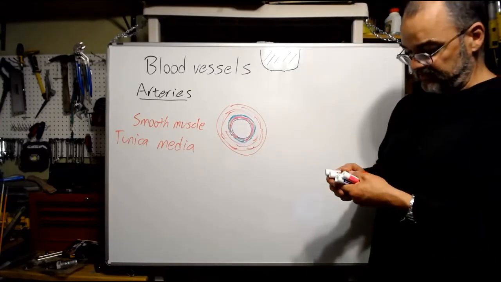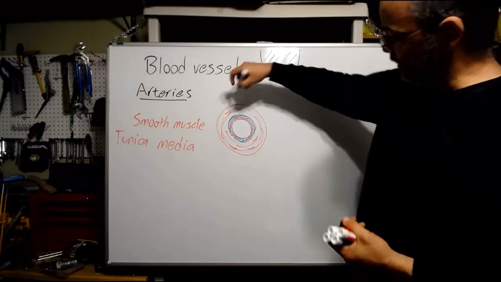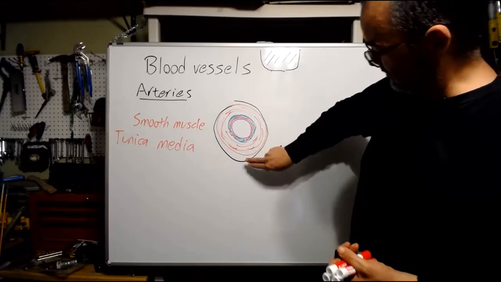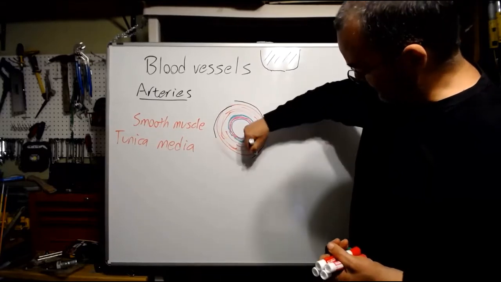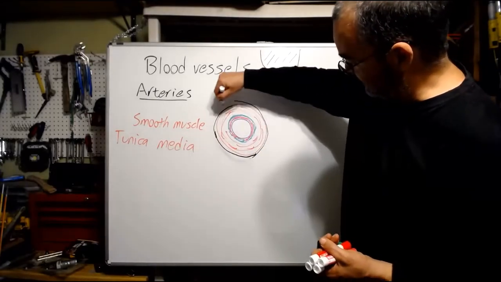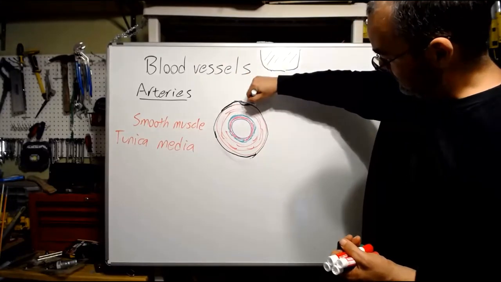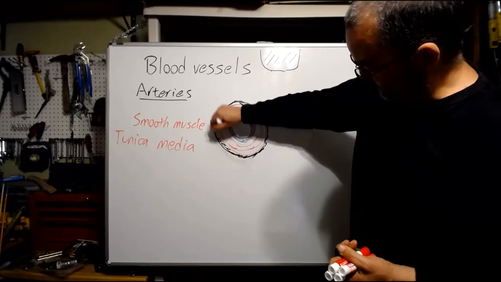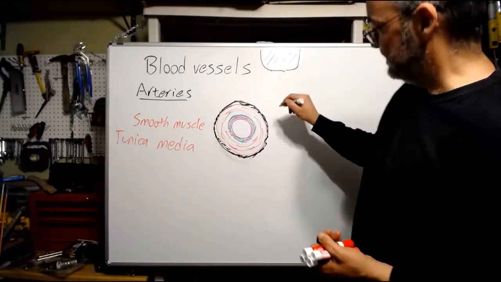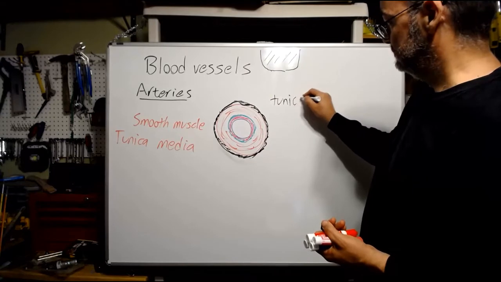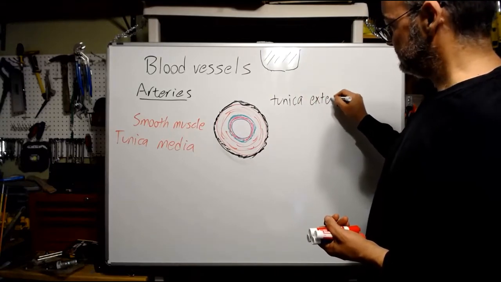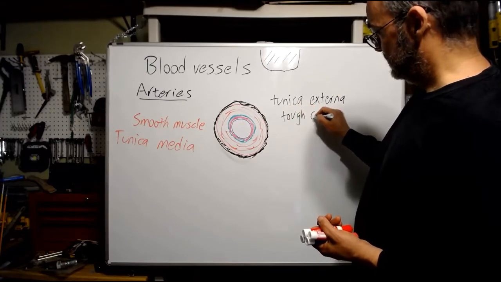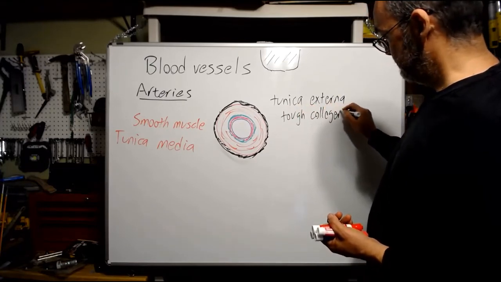And then outside that smooth muscle, our last layer is a sort of a sheath. Oh, that's a terrible drawing. We're trying to make that slightly more even. Kind of a tough sheath of mostly collagen, some elastin. That's the tunica externa, which is tough collagen and some elastin.